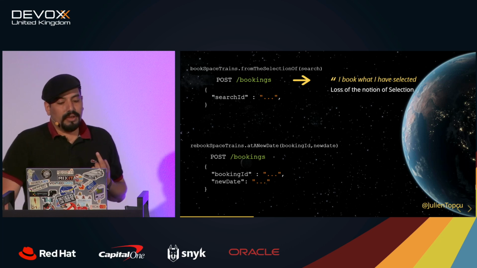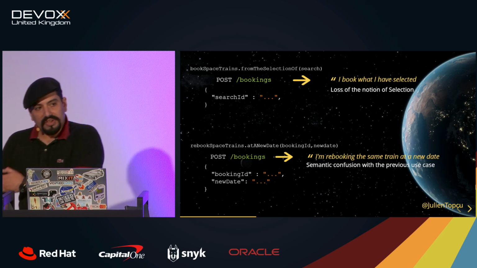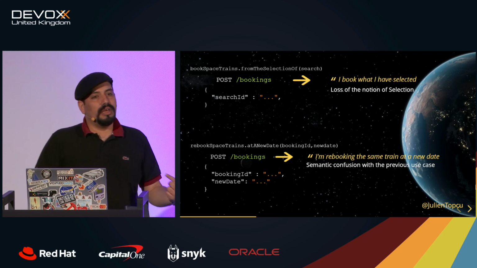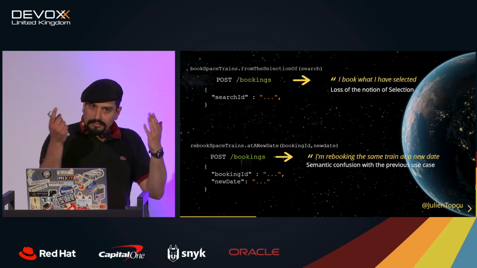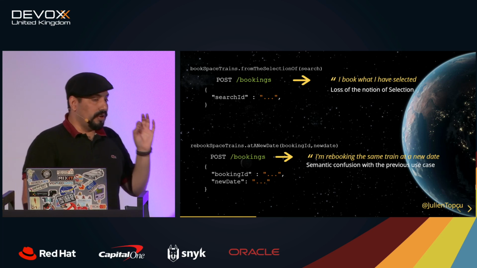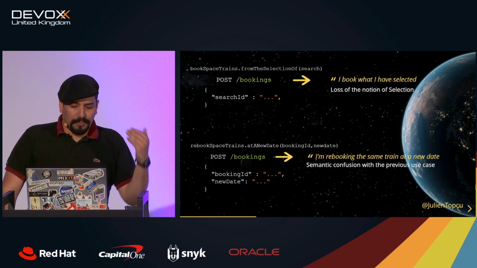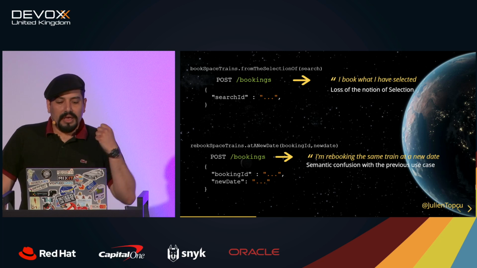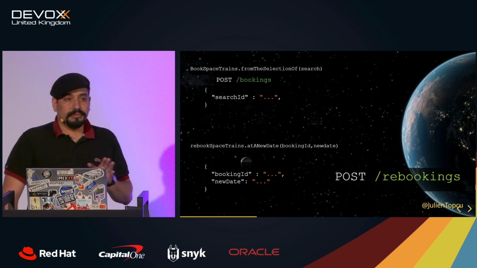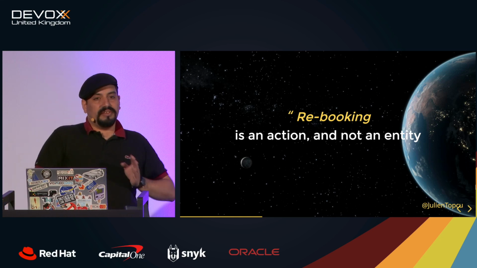In the second one, there is a semantic confusion because you also have to create a booking, but in that case, this is a rebooking. In the first case, this is a booking from a selection. The only way to make the difference is through the payload. It also means that we have to support polymorphic payloads, which is quite hard to do. So what people do to fix that problem, in the second use case, is post rebookings, for example. That can work, but not in my case because rebooking is an action and not an entity.